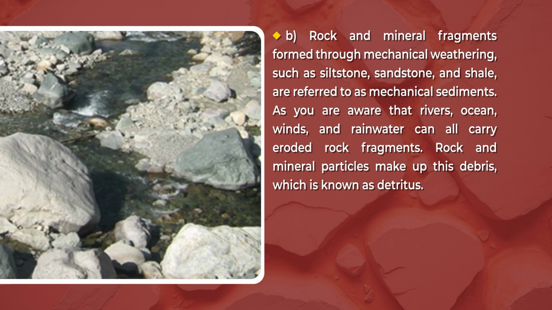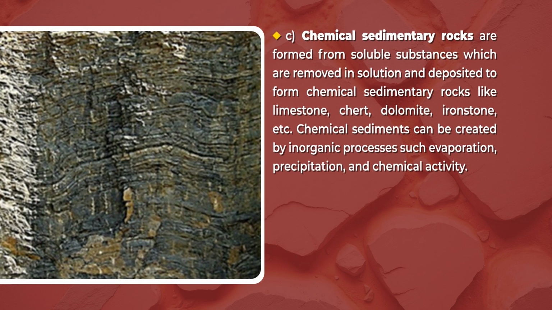So, as I have told you, in this field photograph you can see the mechanically transported detrital sediments by running water. This is another field photograph where you can see chemically precipitated limestone. So, chemical sedimentary rocks are formed from soluble substances which are removed in solution, and they are deposited to form chemical sedimentary rocks like limestone, dolomite, ironstone, and these chemical sediments can be created by inorganic processes like evaporation, precipitation, and also with some chemical activity.